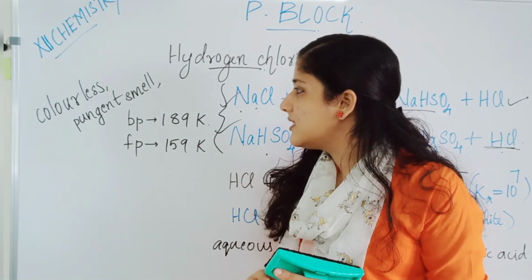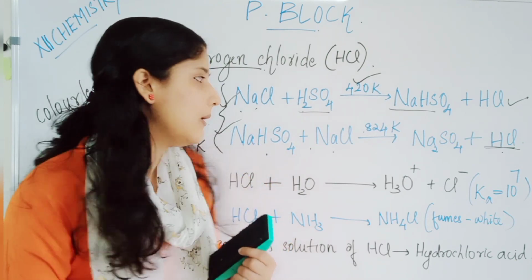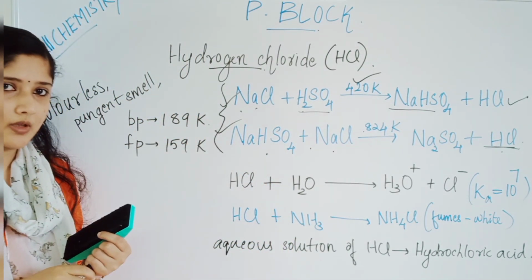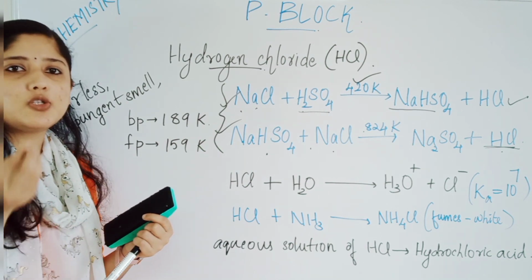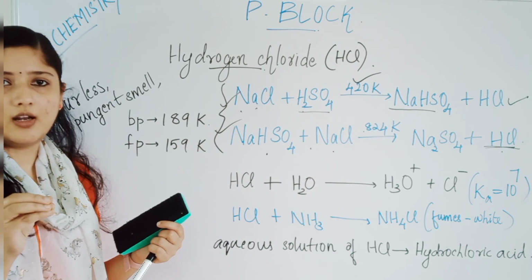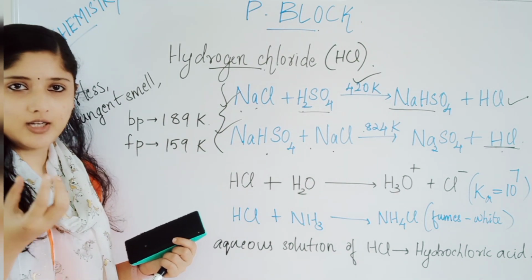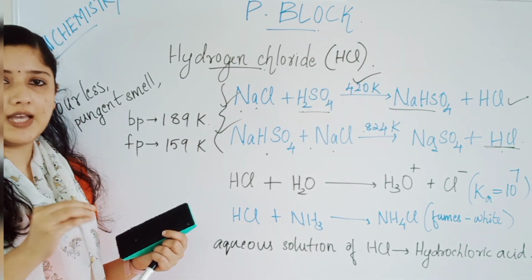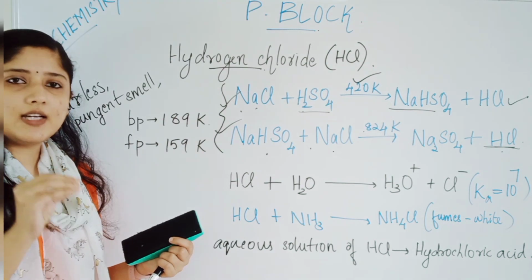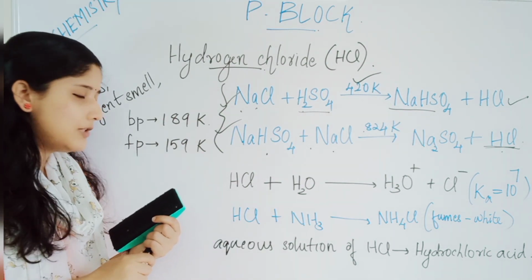And this hydrogen chloride easily boils. The boiling point of hydrogen chloride is 189 Kelvin, boiling to a colorless liquid. Similarly, the freezing point of HCl. It freezes to a white colored crystalline solid. When we freeze the HCl aqueous solution, we will get a white colored crystalline solid, and the freezing point is 159 Kelvin.